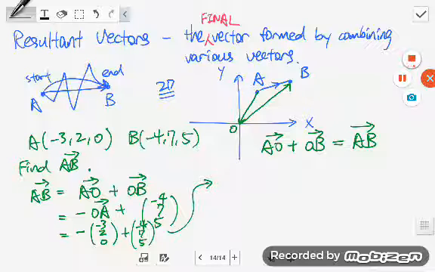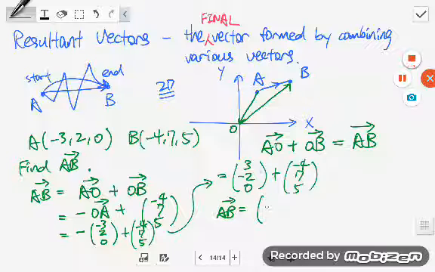And that will give me, so I have negative, that becomes 3. Negative goes in, that becomes -2, and then the 0 is still there. Plus -4, 7, and 5. My final answer, my vector of AB is equal to 3 plus -4, that gives me -1. -2 plus 7, that gives me 5. And 0 plus 5, that gives me 5. That's it. So as you can see, just by applying our knowledge on resultant vectors, without drawing, we can still find the vector. Okay?